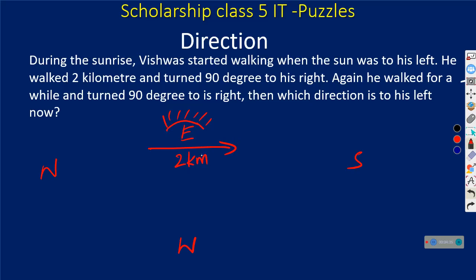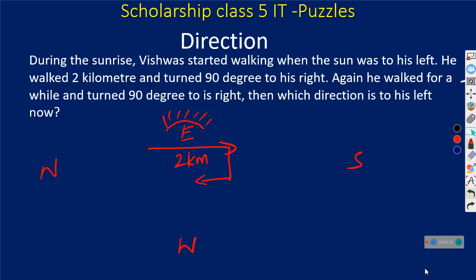Then what happened? Turned right 90 degrees. Then again he walked for a while, and turned 90 degrees to his right, again right. Then in which direction is his left now? Some trick over there. Which direction is to his left now?